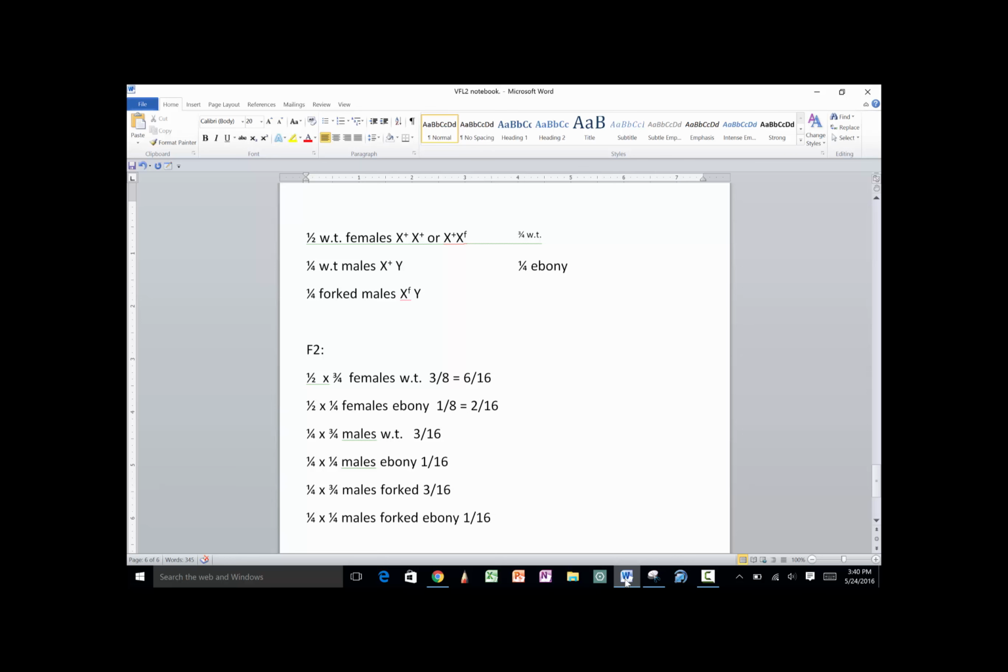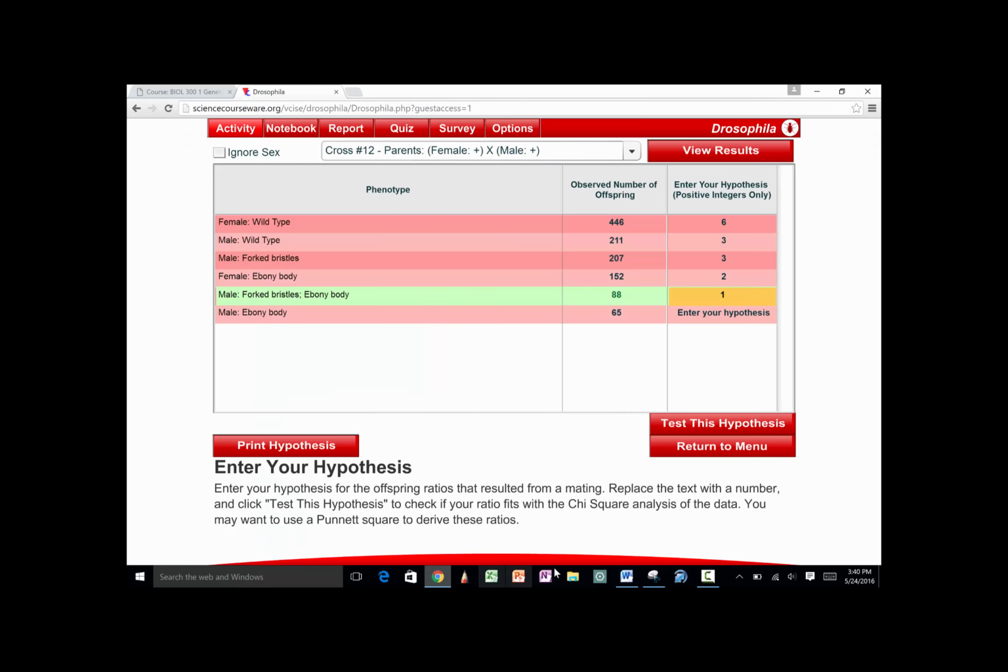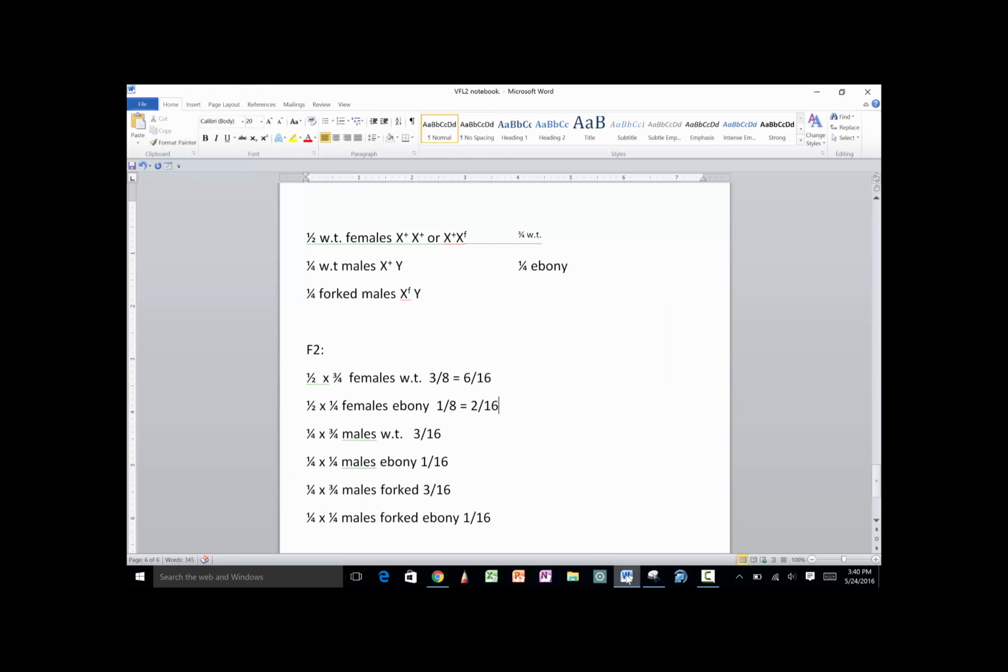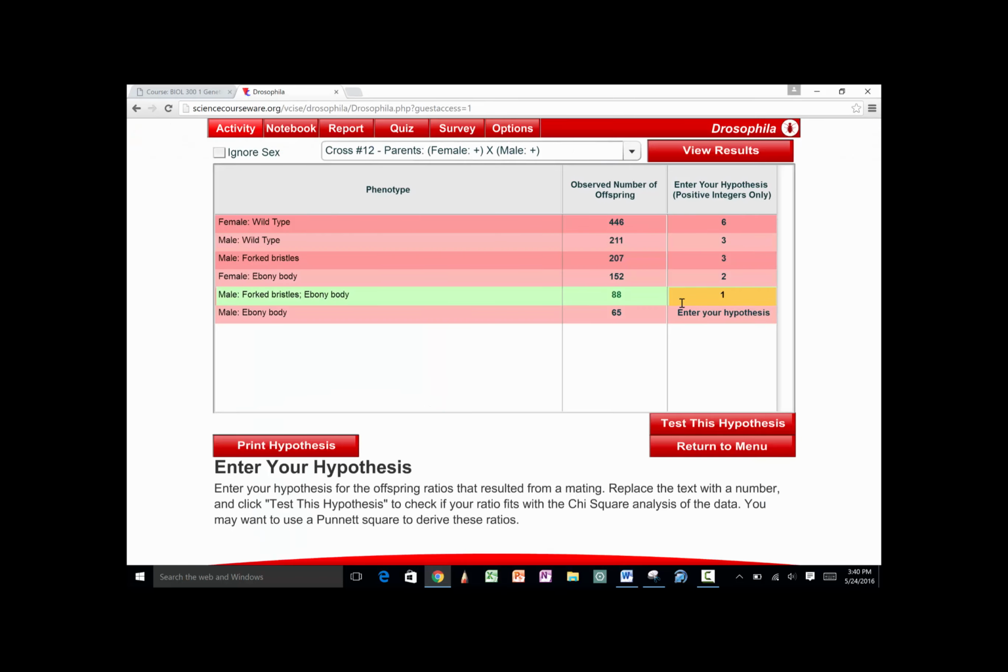And so the last one I keep forgetting, just ebony male. Ebony male is another one. All right, we'll see. Hope you're with me. I know it's confusing, but you just got to work through it.